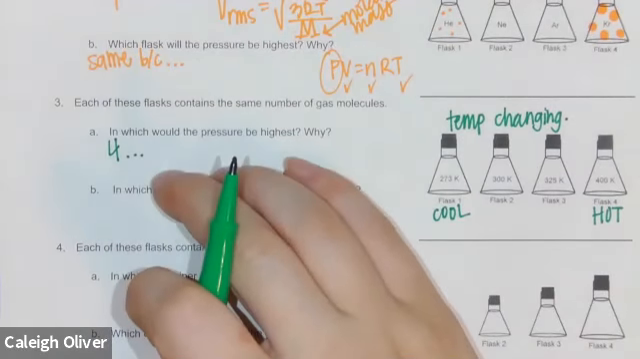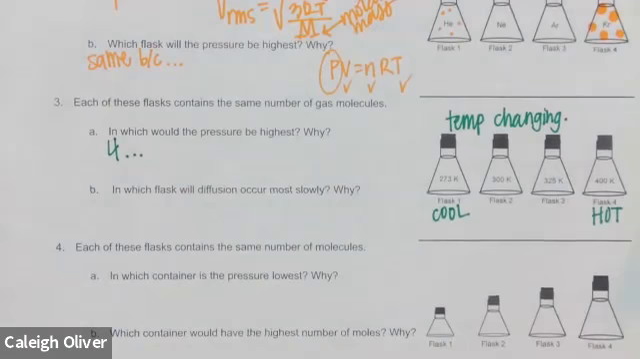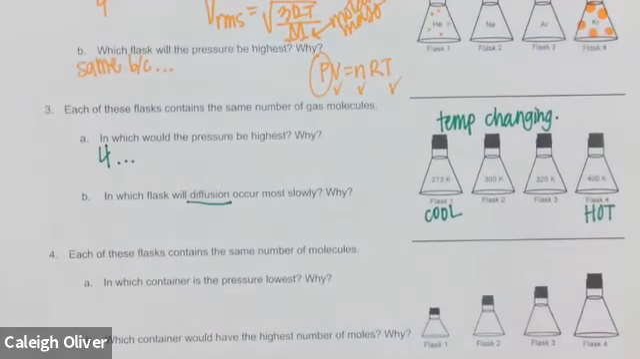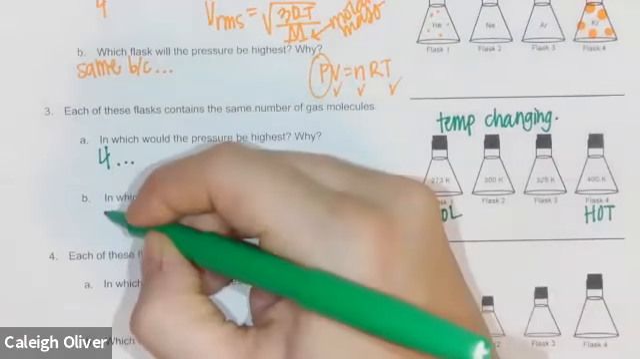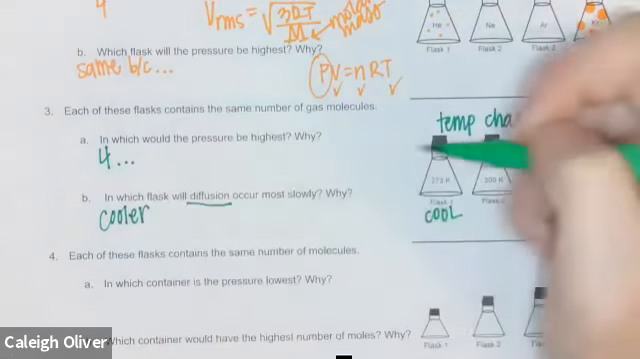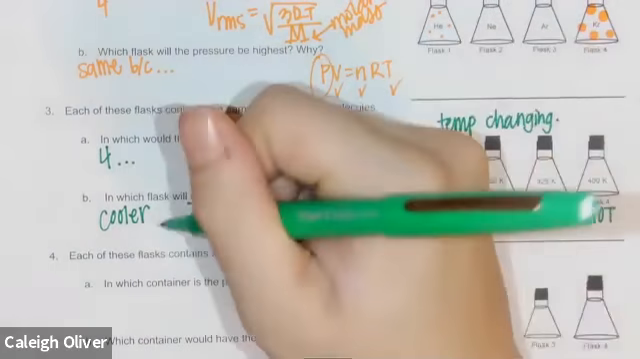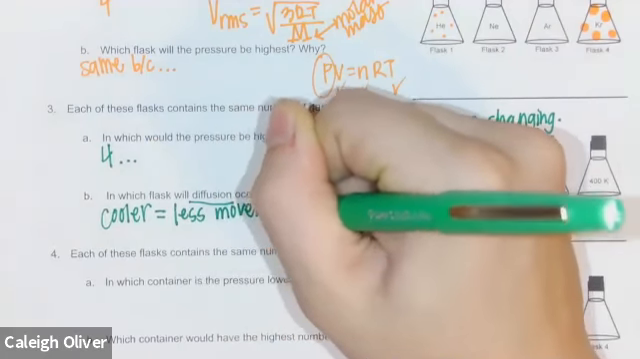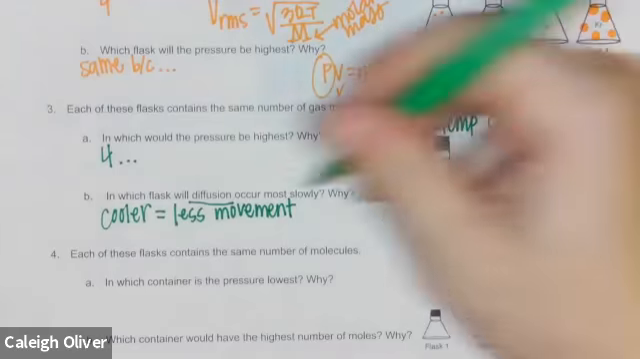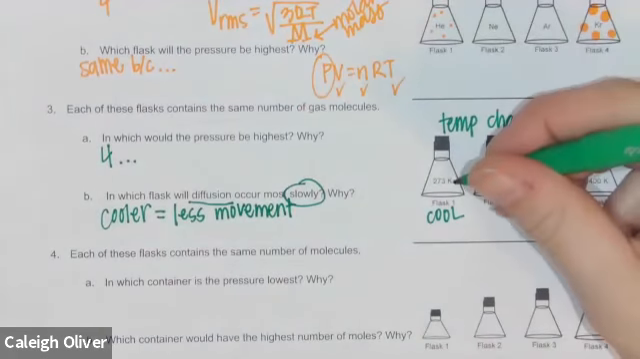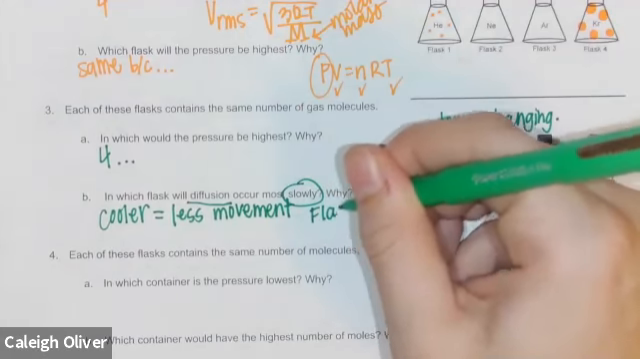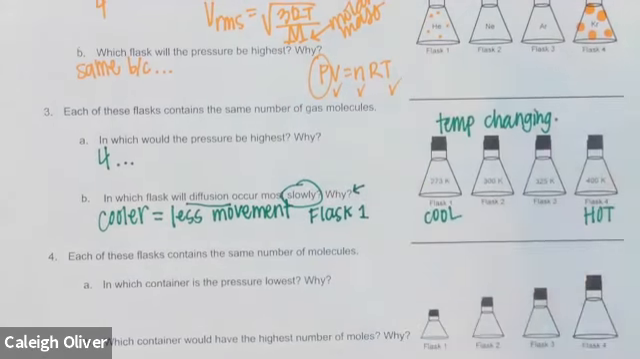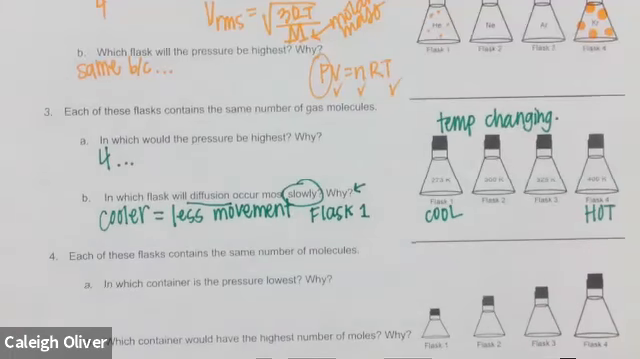So they are directly related to each other. So if this one has the hotter temperature, then it's also going to have the higher pressure. Explain why. In which flask will movement occur the slowest? Well, movement and temperature go together. The colder your sample is, the less movement you'll have. So movement is going to be slowest in the cooler container. Explain why, or just add on a little to what I said.